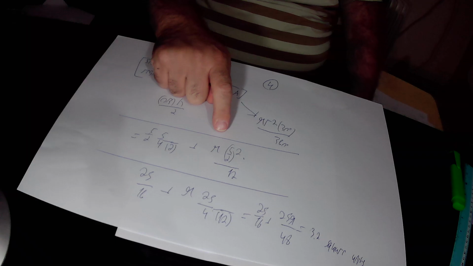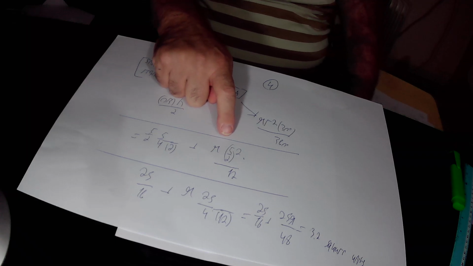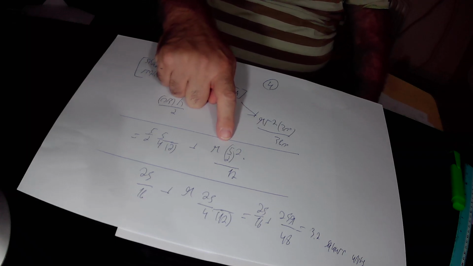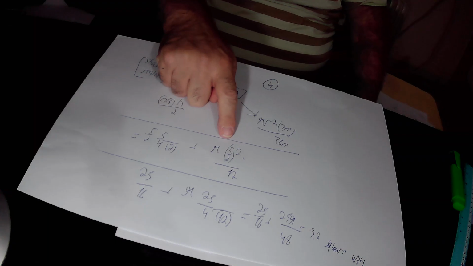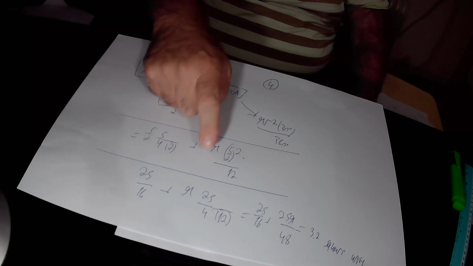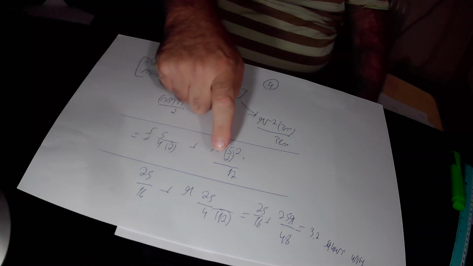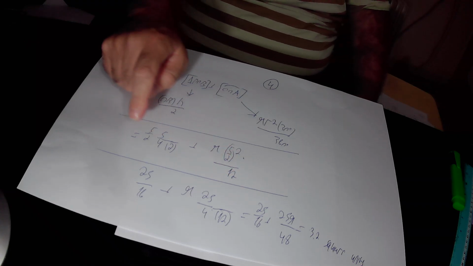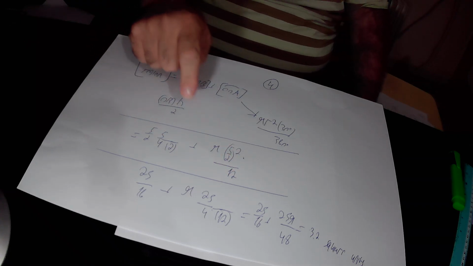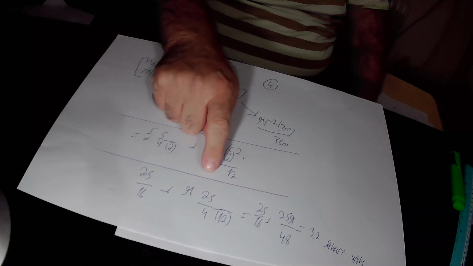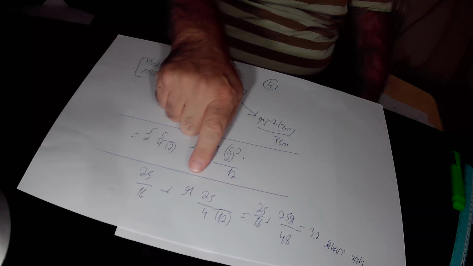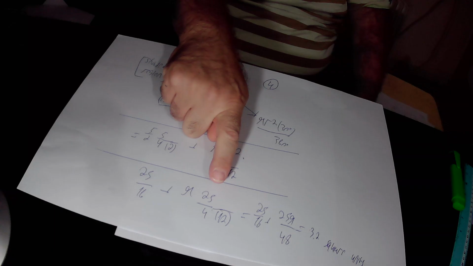Here we have 5 over 2 squared equals 5 squared, that is 25, over 2 squared, that is 4. So in the numerator we have 25 pi, divided by 4 times 12. So the shaded region equals 25 over 16, plus 25 pi over 48, since in the denominator 4 times 12 is 48.